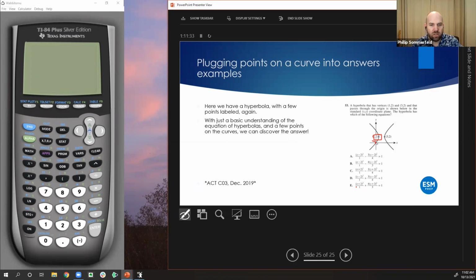The other thing too is you can get rid of a couple of answers, D and E, if you recognize that a hyperbola is the X term minus the Y term. And so that gets rid of D and E, and then at least you're only plugging in the values into one of the 3 answers.